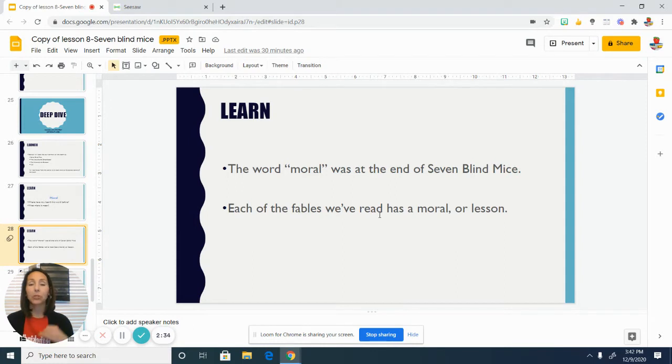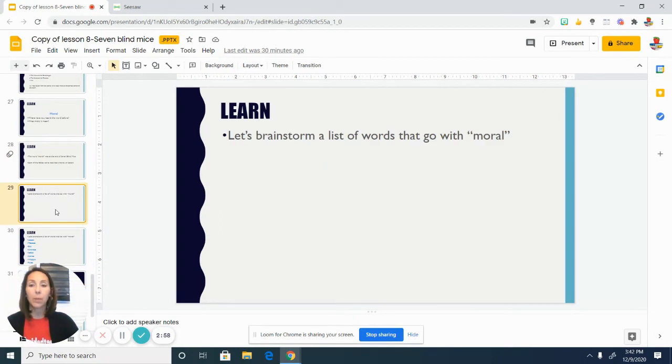There was the moral at the end of Seven Blind Mice, that it was better to look at the whole rather than just the parts separately. That's not exactly what it said, but that was the moral at the end. So each of the fables, as we've mentioned, has a lesson, and that's what makes a fable, is that it teaches us a lesson. So we want to talk a little bit more about the word moral.